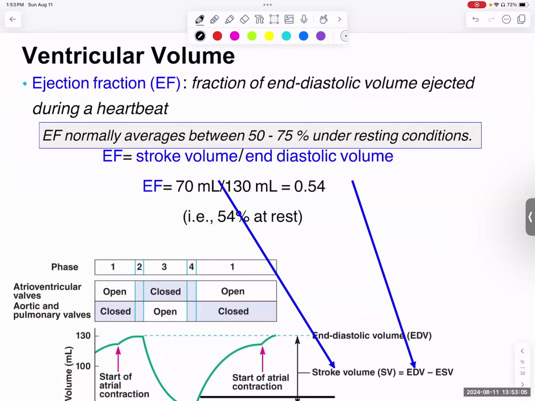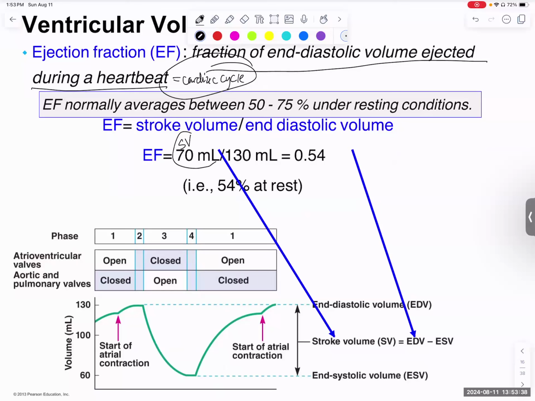There is something called the ejection fraction. It's a fraction of the amount of blood available to eject and what actually was ejected out. So it's a fraction of the end diastolic volume ejected during a heartbeat or a cardiac cycle. Ejection fraction is important. It's an indication of how effective your heart is as a pump. So if we have a stroke volume of 70 mLs, this is how much blood was ejected from the heart in one contraction. So stroke volume is how much blood was ejected from the heart in one contraction. You're dividing that.